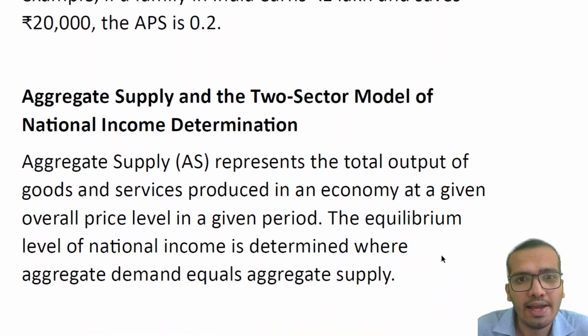Then comes aggregate supply and the two sector model of national income determination. So aggregate supply, AS, represents the total output of goods and services produced in the economy at a given overall price level in a given period. So the equilibrium level of national income is determined where aggregate demand equals aggregate supply.